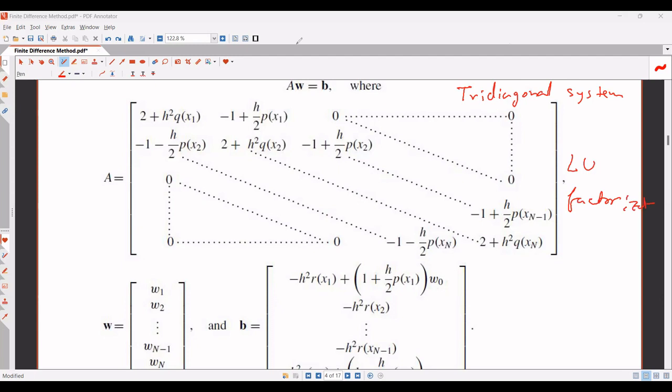Some of you are already familiar with this term, I think. Let's see how LU factorization works.